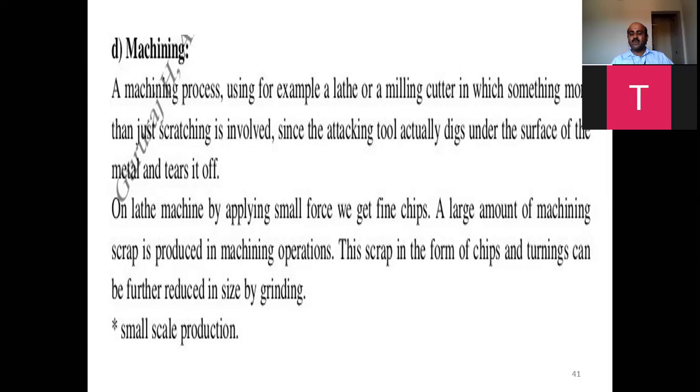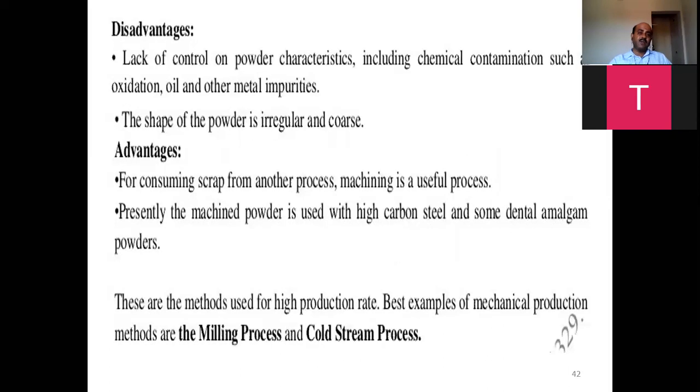Okay, a very simple technique, machining is. And the disadvantages over here are the lack of control on powder characteristics, including chemical contamination such as oxidation, oil, and other metal impurities. The shape of the powder is irregular and coarse, especially in the case of machining.